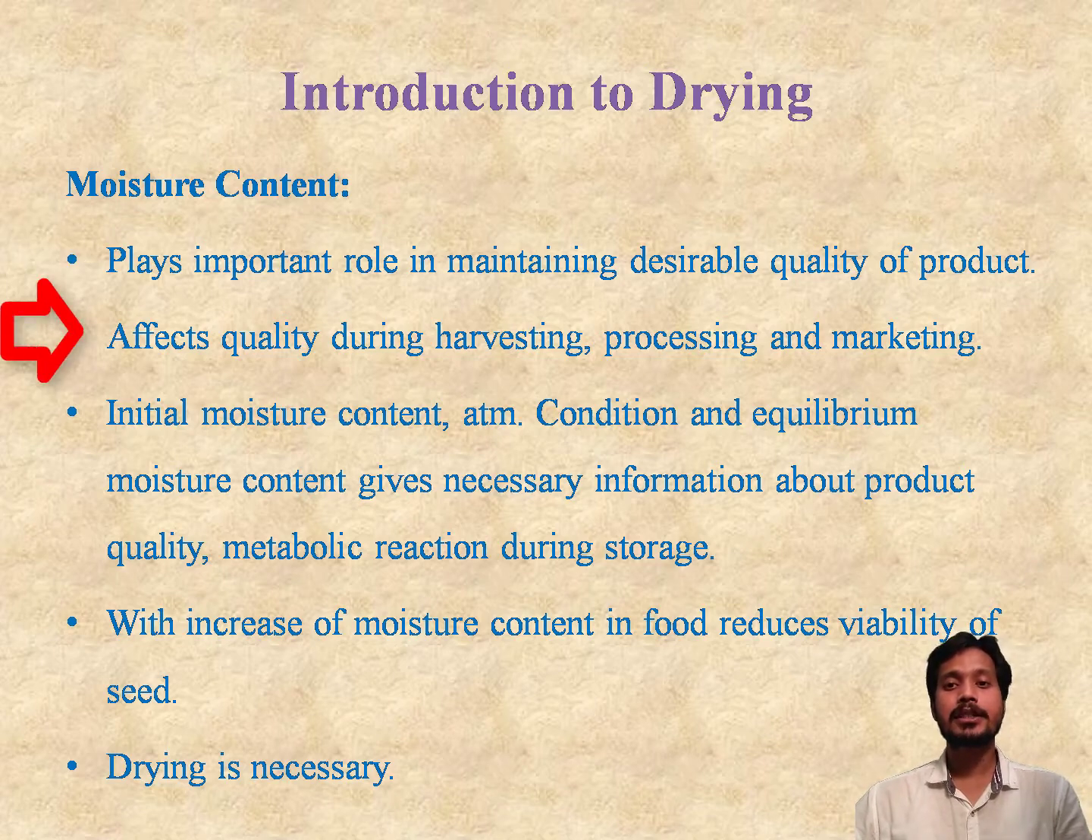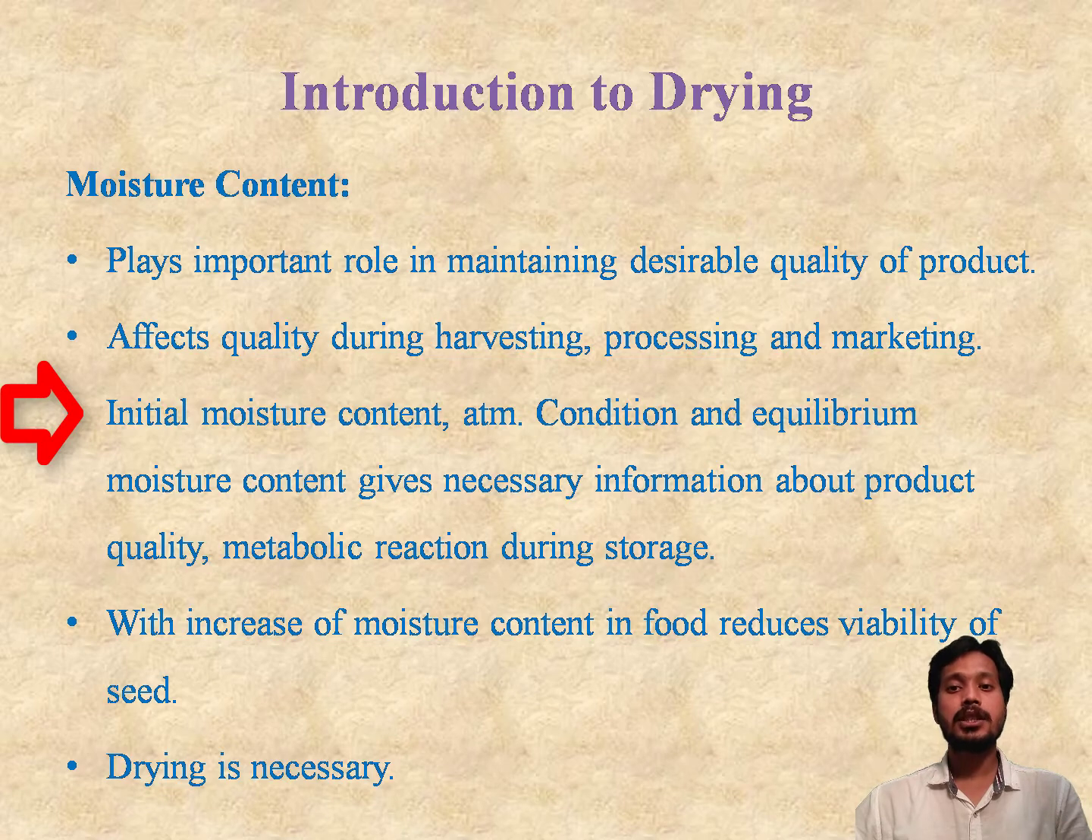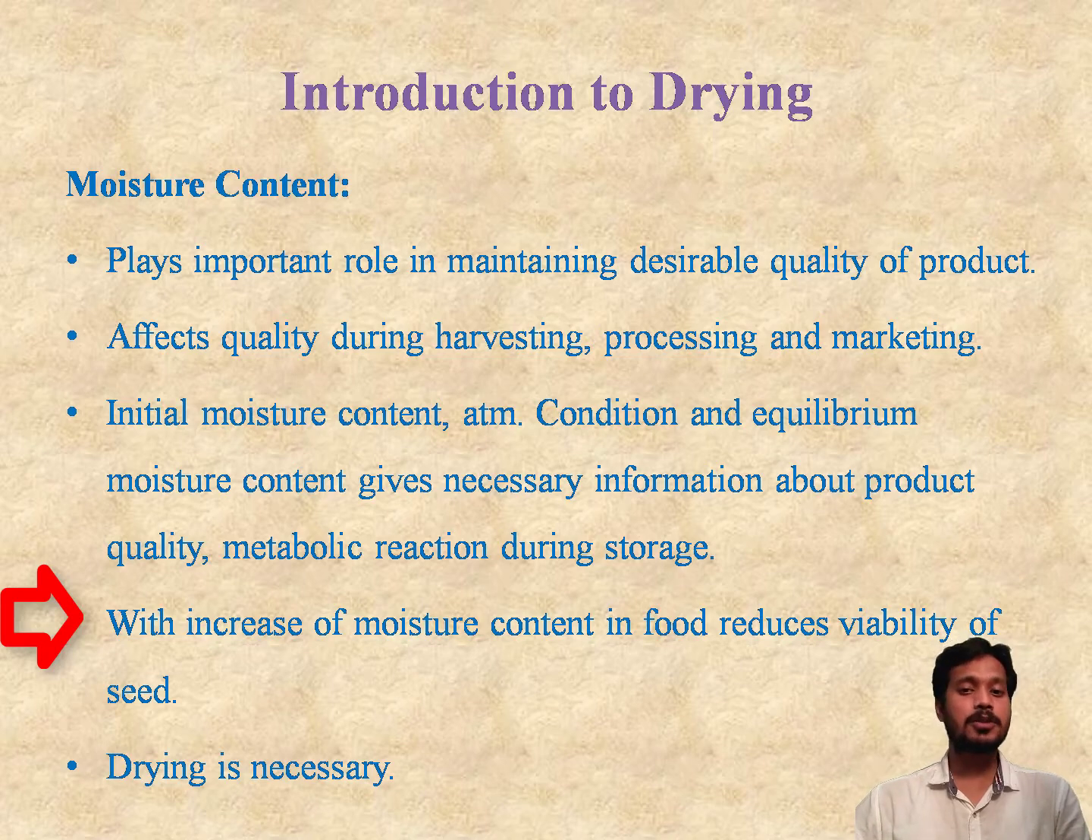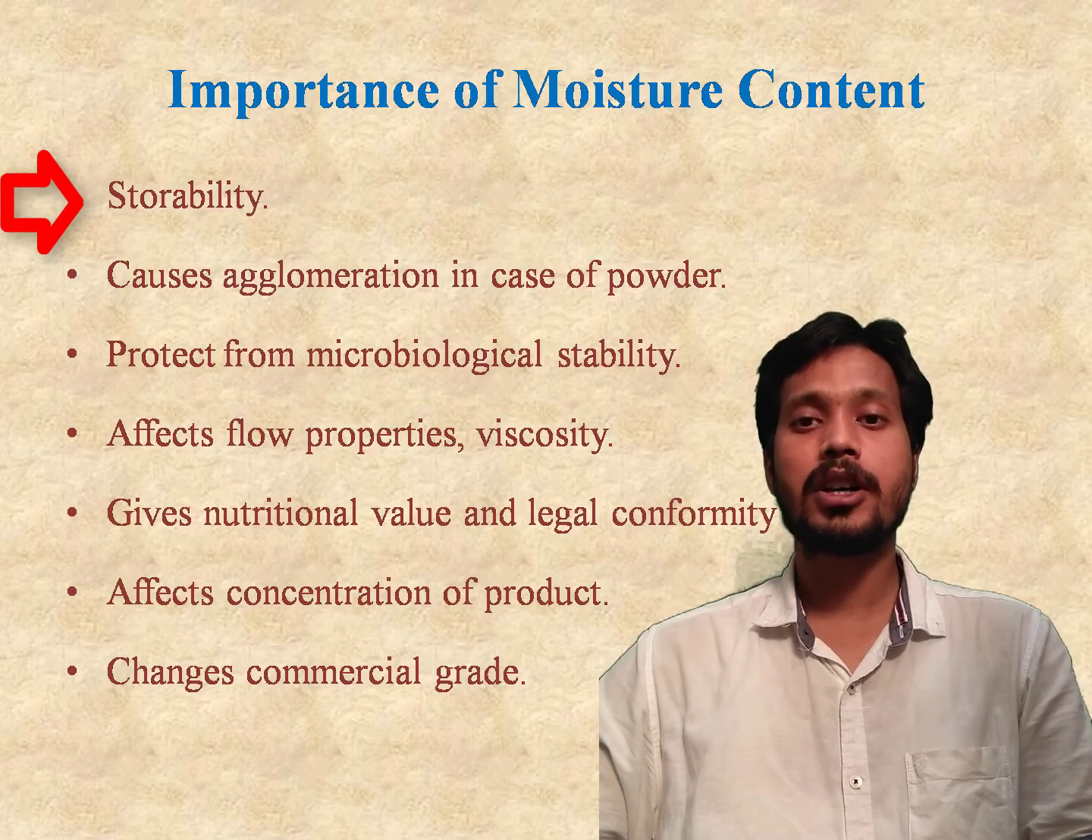Next one, you see, it affects quality during harvesting, processing, and marketing. Initial moisture content, atmospheric condition, equilibrium moisture content, this particular term we will learn after a while. It gives necessary information about the product's quality and their metabolic reaction during storage. And the last one, you see, with an increase of moisture content in food, it reduces the viability of seed. So for all these reasons, drying is necessary.